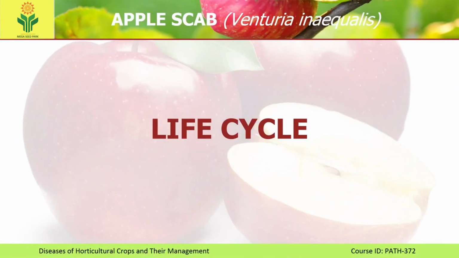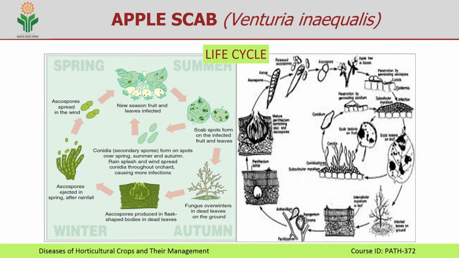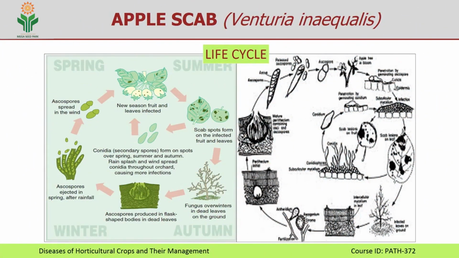Before understanding the management of any disease, you should know the life cycle of the pathogen causing the disease. Now if you see the board, the life cycle is described here. The scab spots are formed on the infected fruits and leaves, which are responsible for the spread of the disease. Where is the fungus overwintering? The fungus overwinters on the dead leaves, and these dead leaves lie on the ground.